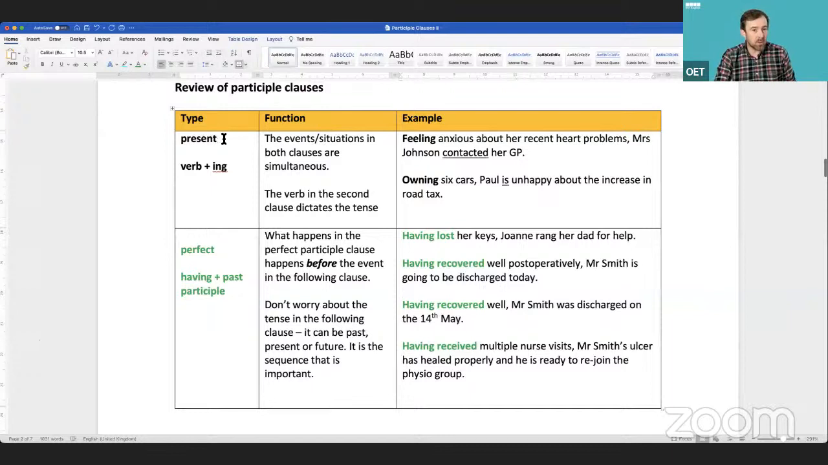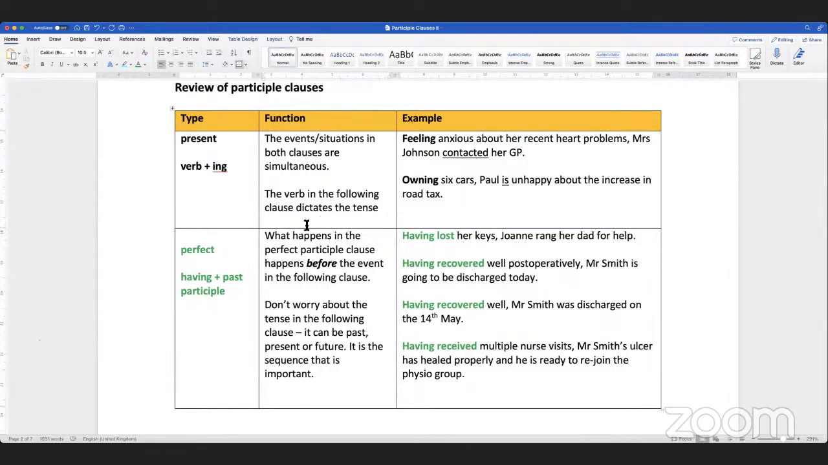So this one, again, forget tense. It's not about this one is feeling, so it must be in the present. The tense is dictated by the second clause, the following clause. Right. Any questions at this point before we go and do some exercises?